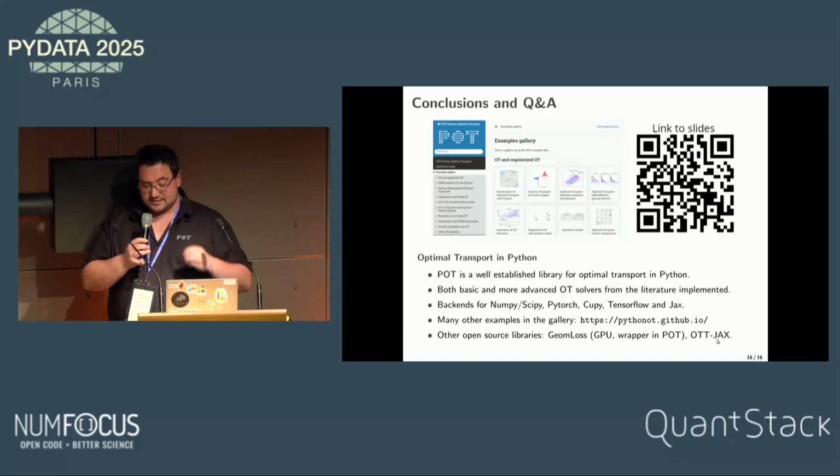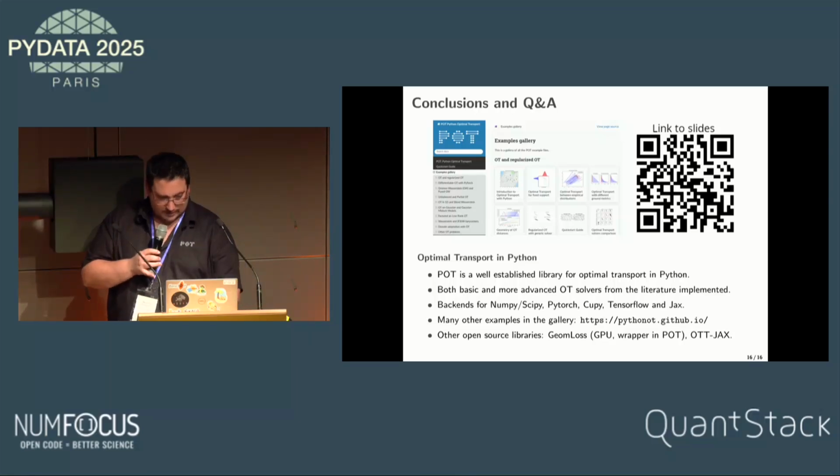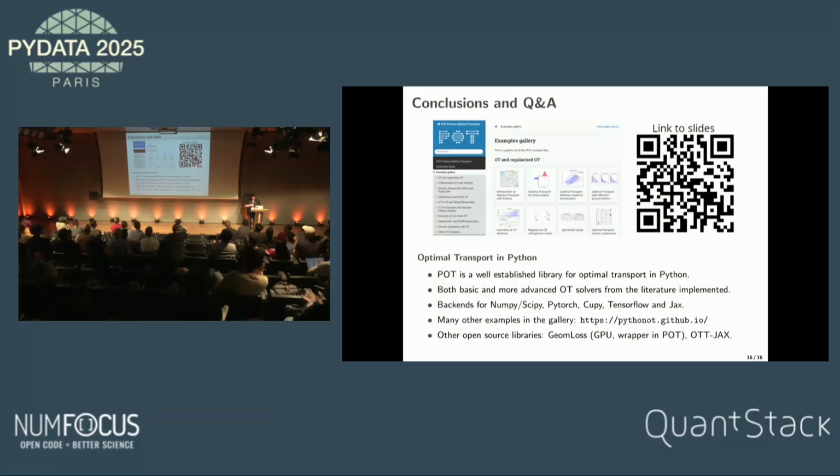And OTT-JAX is really concentrated on JAX, with specific optimizations that work only on JAX. So I don't think that this one will ever be in Array API, but it's extremely efficient, like JAX can be. So, well, I'm done. If you have some questions, we can answer them. Any questions?